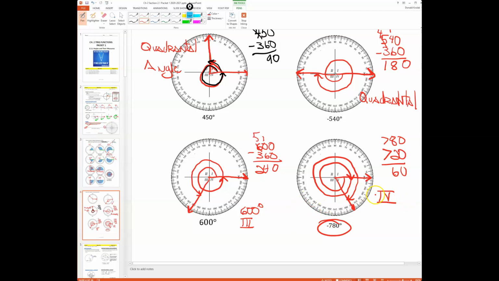So drawing angles in degrees is pretty straightforward. Okay, tomorrow we'll do drawing angles in radians, which is a little different. A radian and a degree are not the same thing.